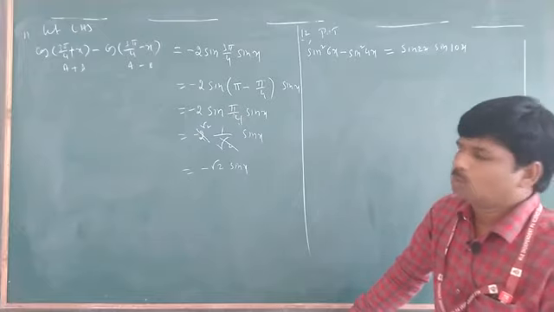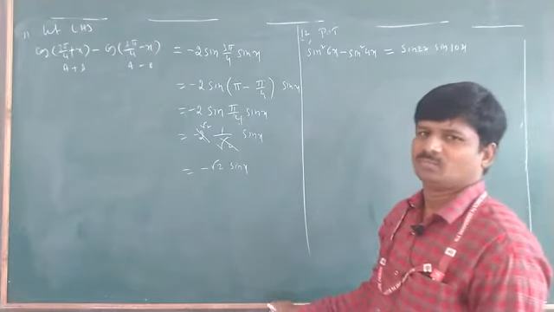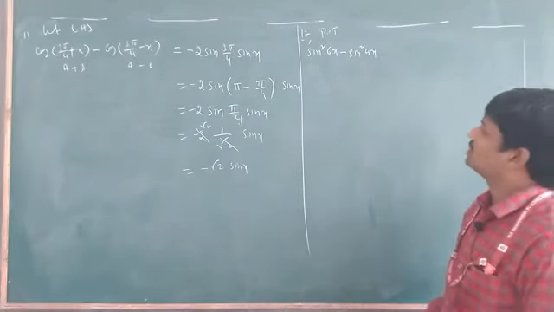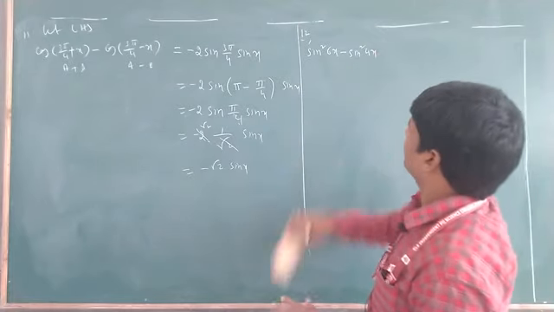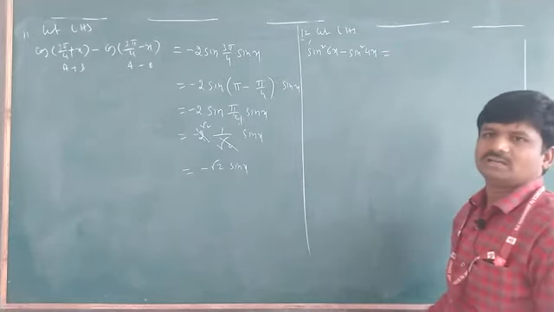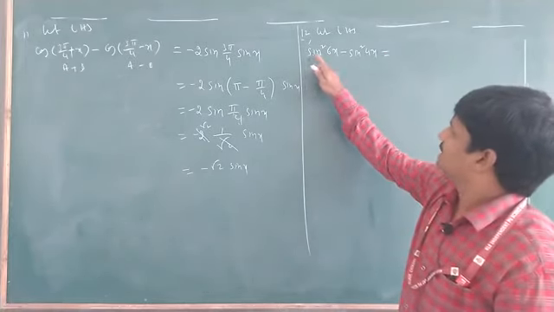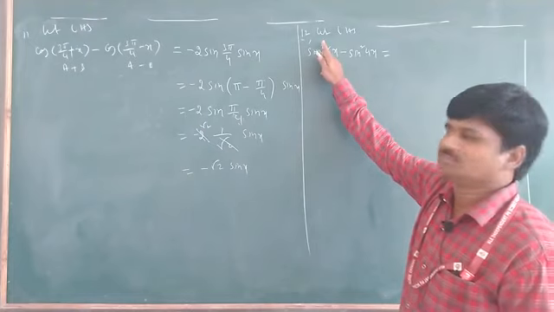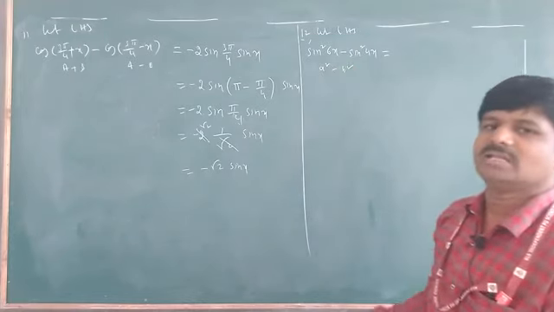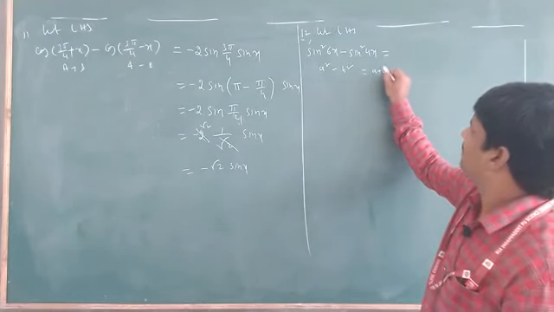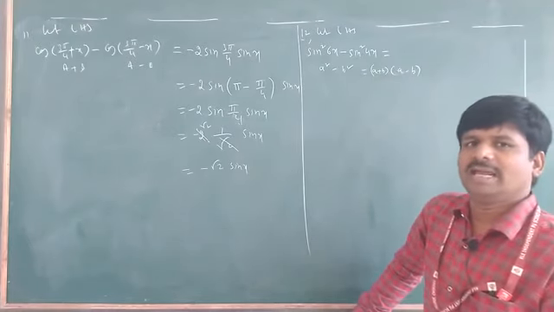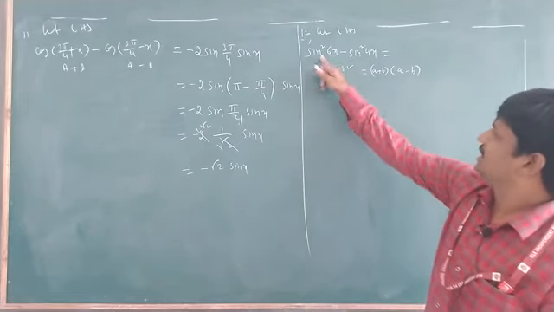To prove this, first take the LHS. The procedure is the same: we will take LHS and prove RHS. Remember the right side value. Let LHS be this. Just observe in which form it is. Sin 6x square minus sin 4x square is the same as a square minus b square. A square minus b square means what is the formula? A plus b into a minus b.